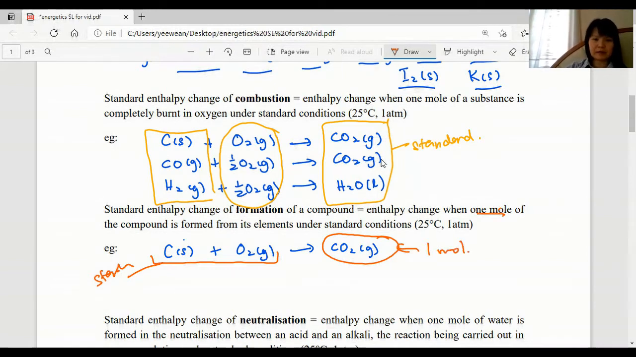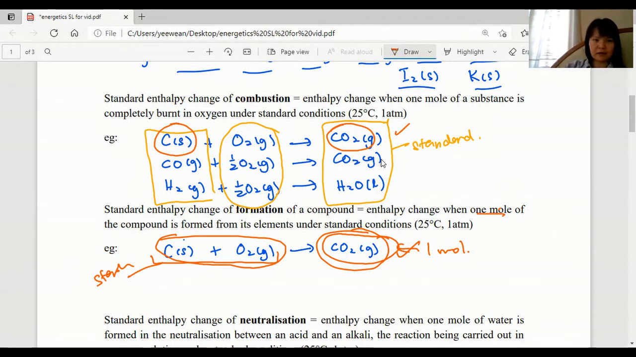If we look at the equation graphite plus oxygen gives carbon dioxide, it appears both in standard enthalpy change of combustion and formation. They look the same. Why so? Because for combustion, this has to be 1 mole and this has to be standard, so it fits. And for standard enthalpy change of formation, these have to be elements and this has to be 1 mole. So it fits as well. Since it fits in both, it is the standard enthalpy change of combustion of graphite, and it's also the standard enthalpy change of formation of carbon dioxide.